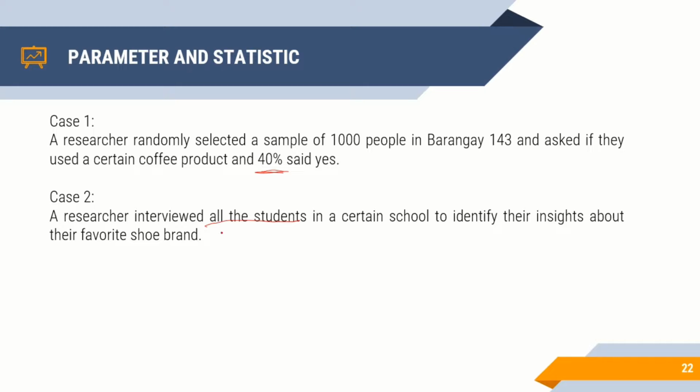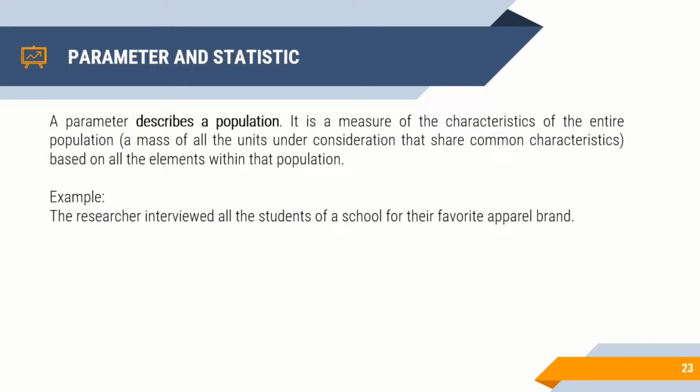In this case, case 1 measures the sample, so it is an example of a statistic. And for case 2, since it measures a population, it is a parameter. So a parameter describes a population. It is a measure of the characteristics of the entire population based on all the elements within that population.